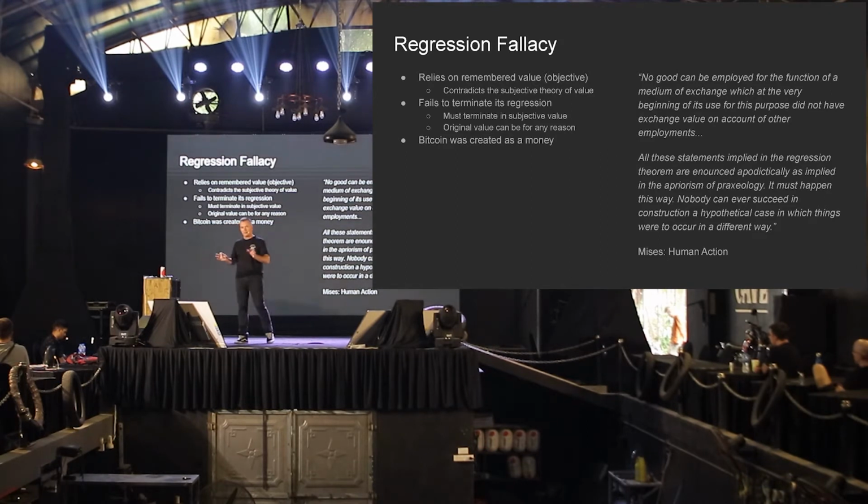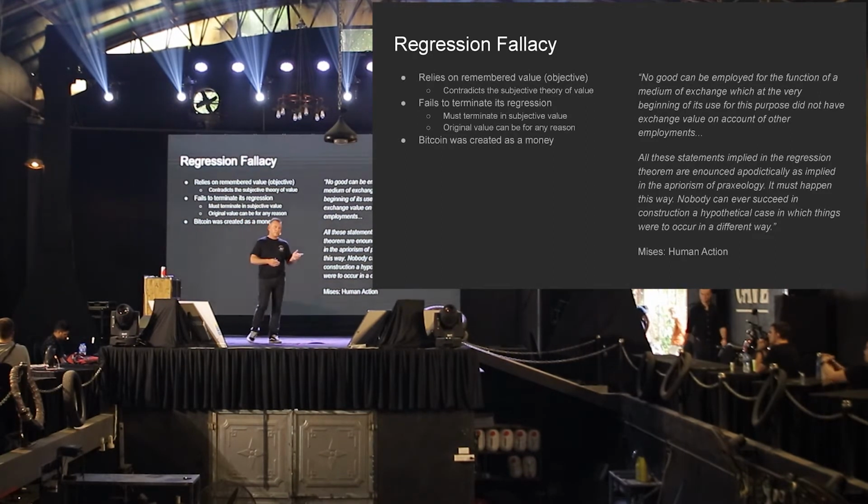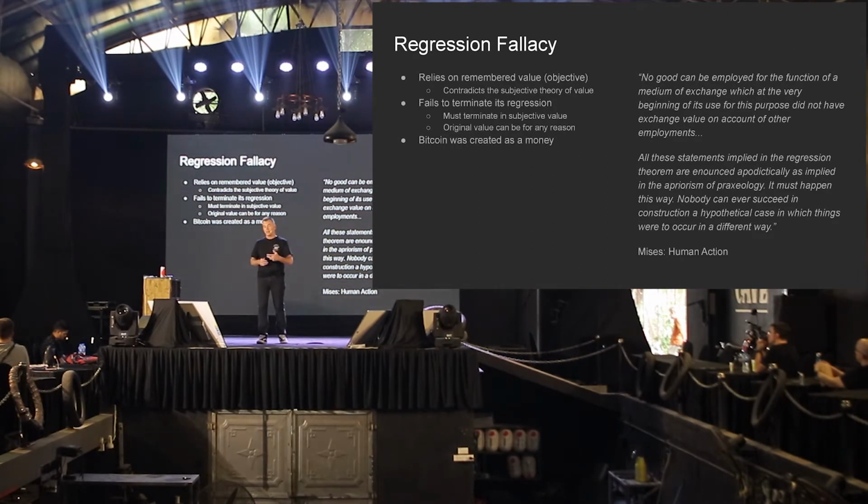Let me just say this is a proof, not a theory. It's a theorem. Again, back to the axiomatic system that he describes. So nobody can ever succeed in constructing a hypothetical case in which things were to occur in a different way. Well, first of all, regression is the idea that commodity use, somebody gets some gold and they're using it as a commodity, making jewelry, whatever, filling teeth, and then somebody says, hey, that's kind of useful, and they start trading it as money. It gets exchange value, and then it gets commonly used as a medium of exchange and becomes money. I think it can't possibly occur any other way.